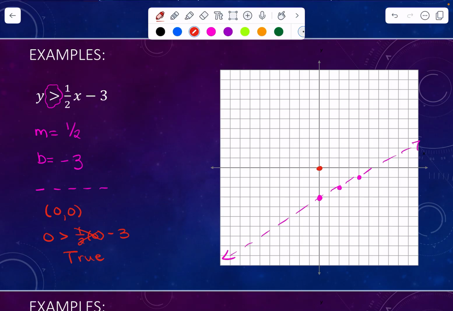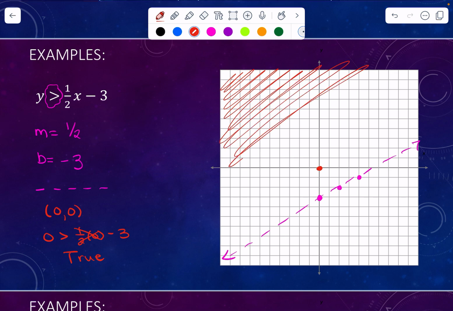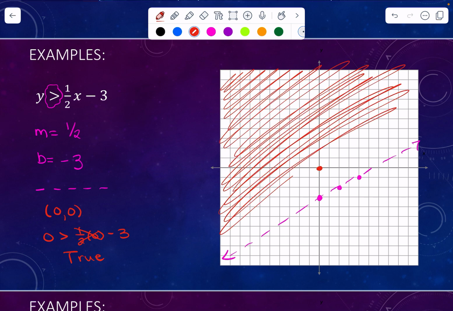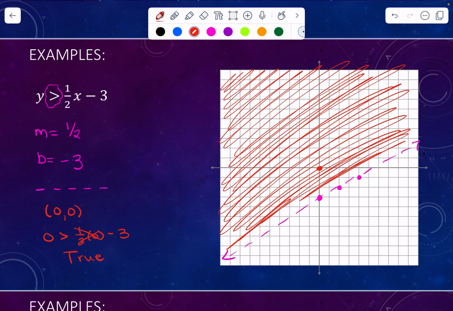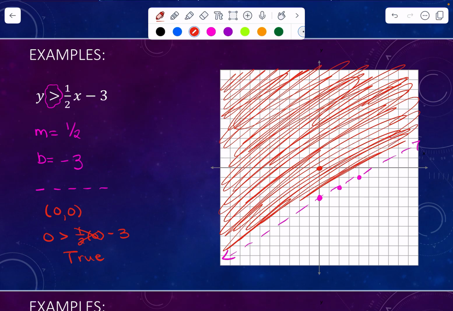So since that side that contains 0, 0 makes it true, then what I'm going to do is come in here and shade that side of the graph. Now, what does that mean? That means that those are the answers that would make that inequality true. Any ordered pair we pick from that shaded area is going to make that inequality true.